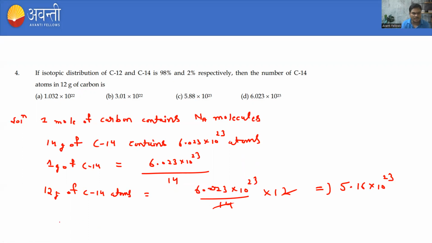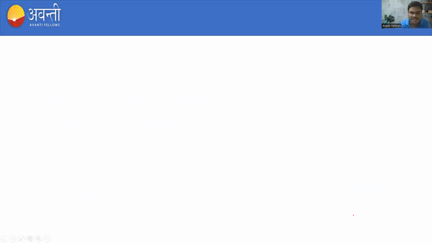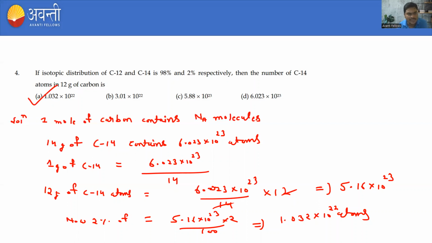Now you have to calculate only 2% of this. So 2% of this is nothing but 5.16 × 10^23 of 2%, that is 2 by 100. So on solving, the value comes out to be 1.032 × 10^22 atoms. So this is the required derivation. Which option is correct? That is option A. So option A is absolutely correct for this, right? I hope you understood this.